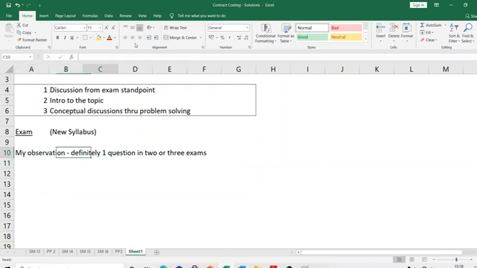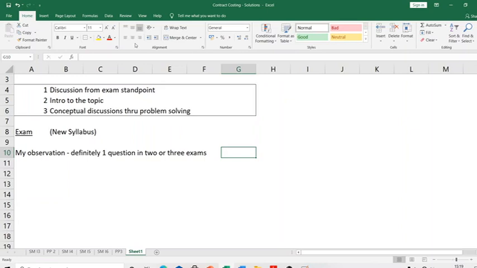I've not seen it in all of the past exam question papers as far as the new syllabus question papers are concerned. In fact, analysis of past papers is easy, but if you want to predict what is likely to appear in the exam, that's going to be a very difficult task, right? So that's why so many disclaimers and all that stuff.